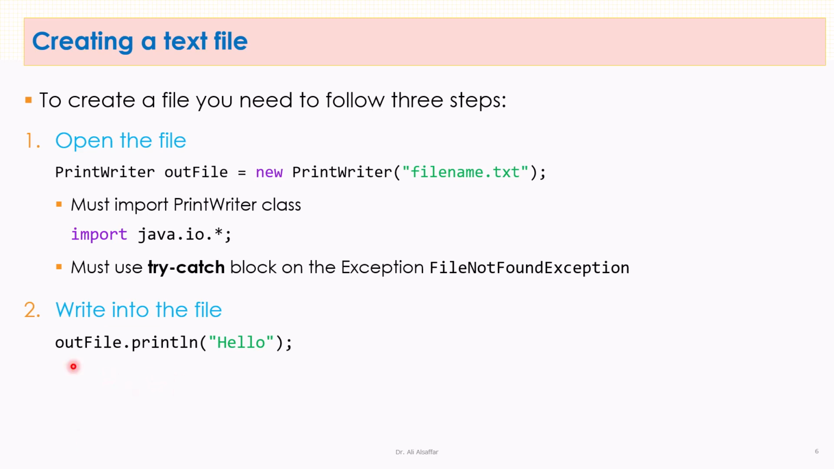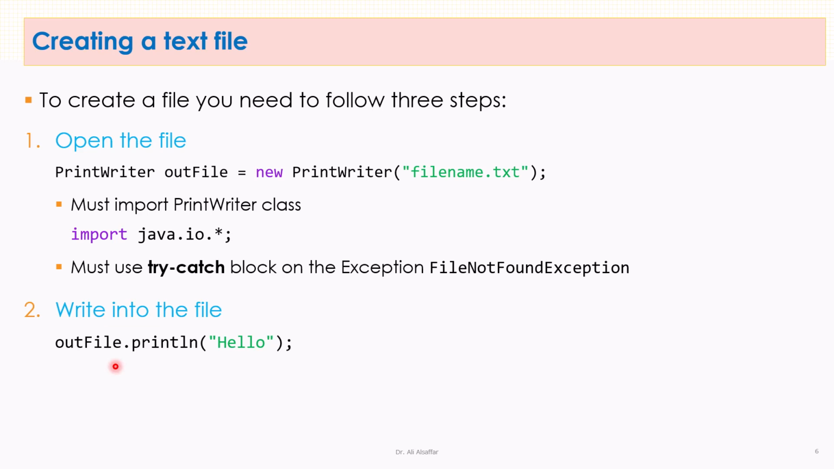So if you want to write text into the file, you write the name of the output stream followed by dot, followed by println or print methods. And the use of println and print methods are exactly the same way that you have used them with System.out. So if you want to write a line of text and you want to go to the next line, then you use println. And if you want to write a text and you want to stay on the same line, then you use print. The difference is that with System.out, the text will be printed on the output screen, but with the file output stream, the text is saved into the file.